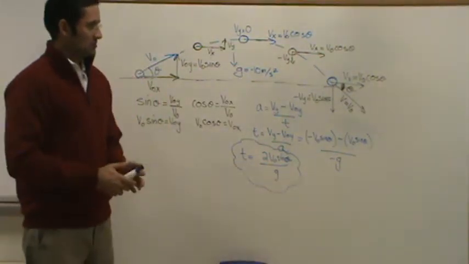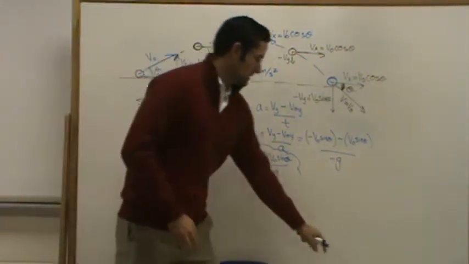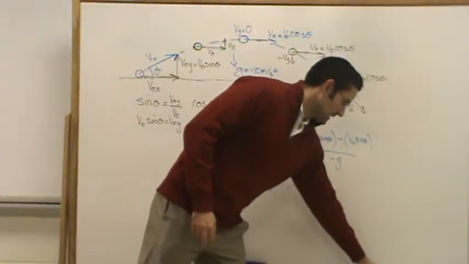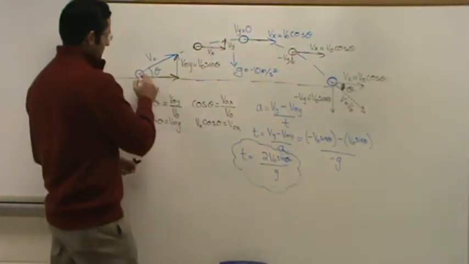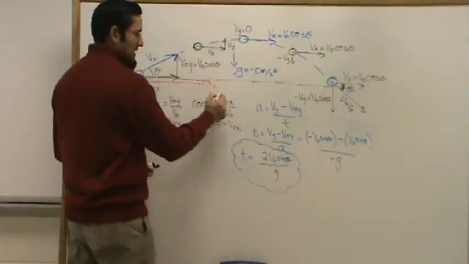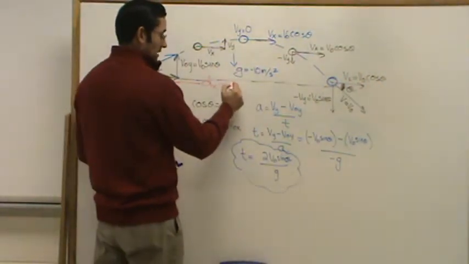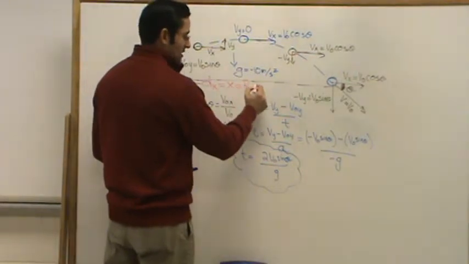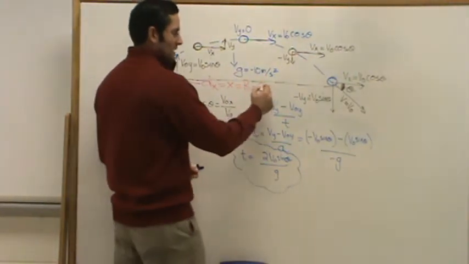Next, your teacher may ask you, give me the range. The range is the distance from the beginning to the end, the horizontal distance from the beginning to the end. So your teacher may say, from here, give me the horizontal displacement, dx, or they may call it x, or they may call it r for range.